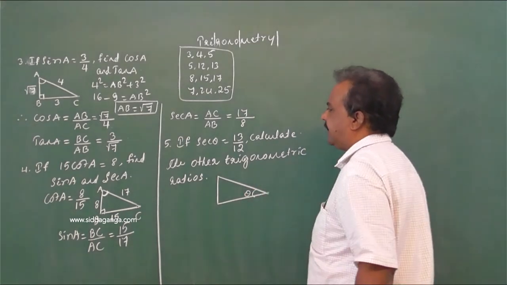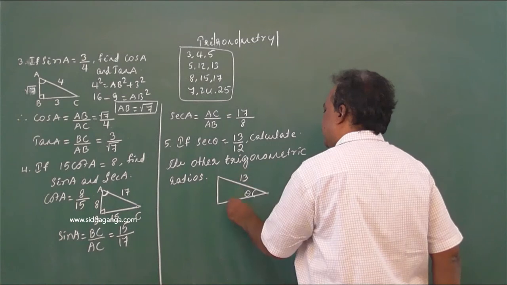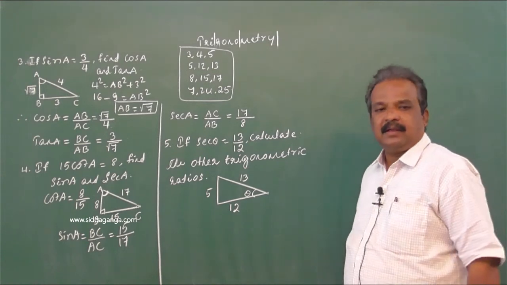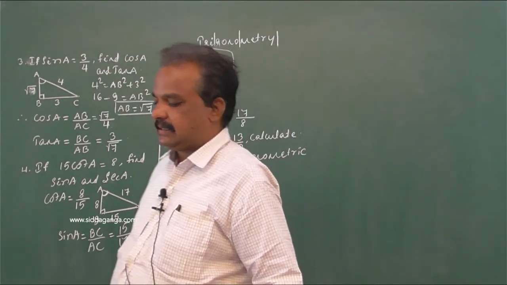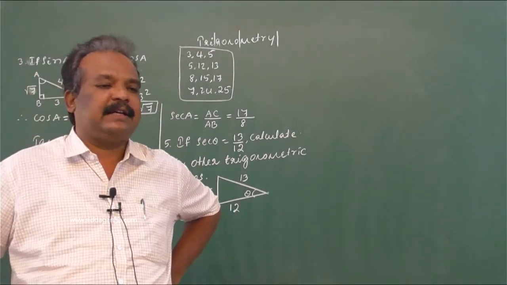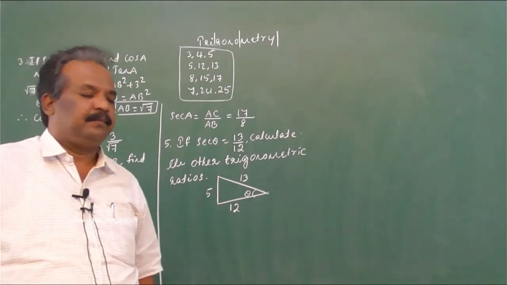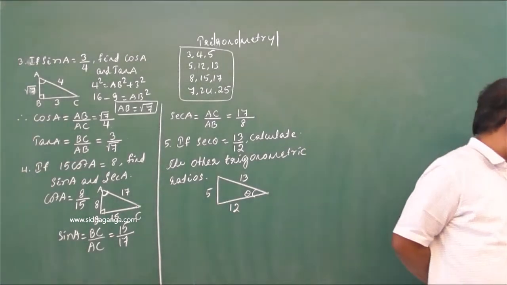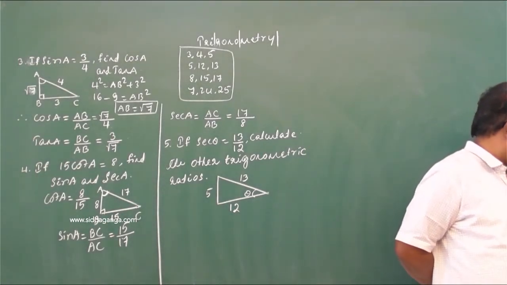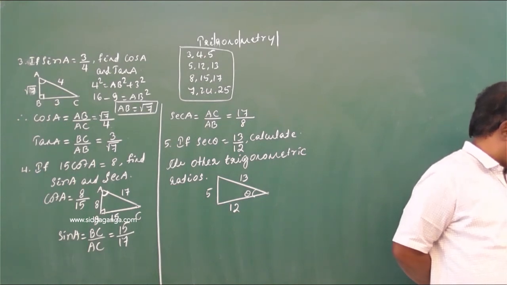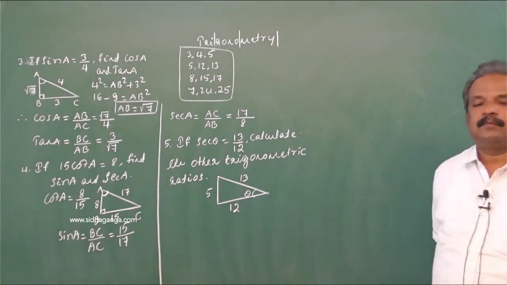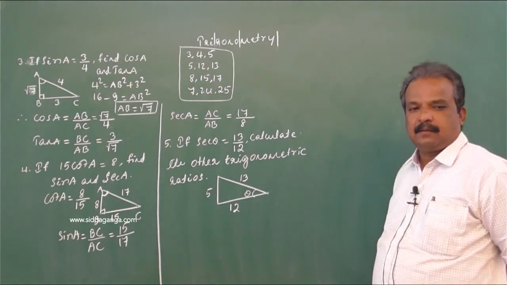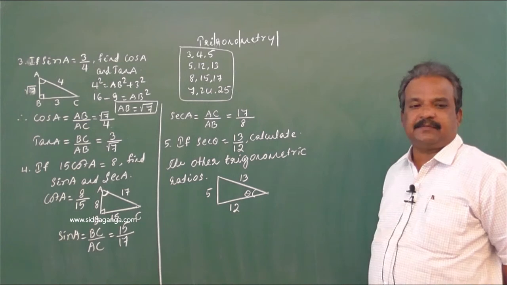This is cot theta, secant theta, hypotenuse by opposite. Definitely this must become 5. Define all of them like this: sin, cos, tan, cot, cosec, secant. Yes, sine is 5 by 13.